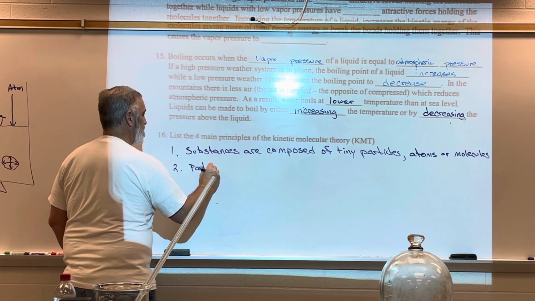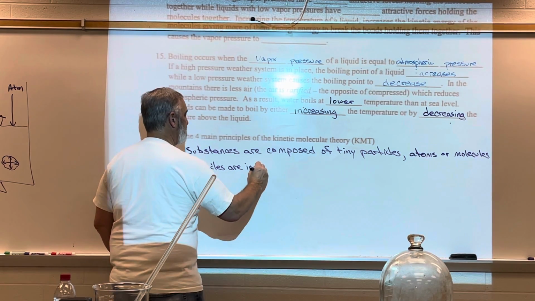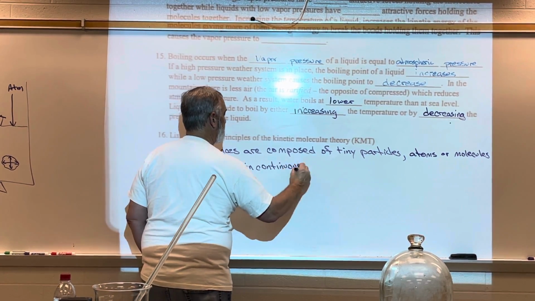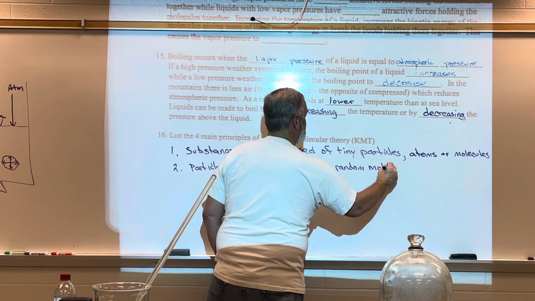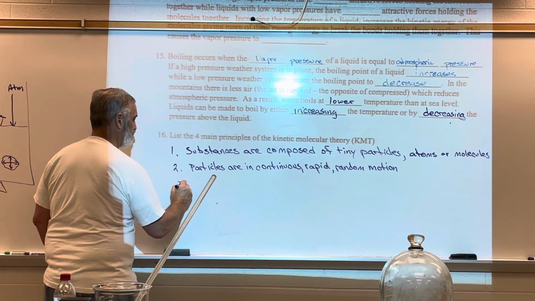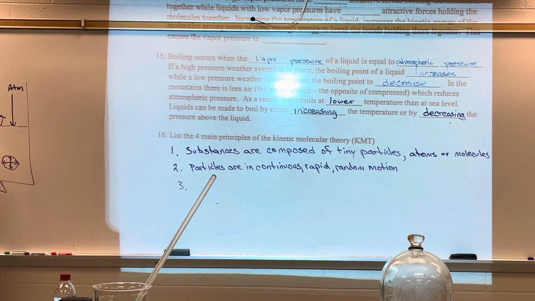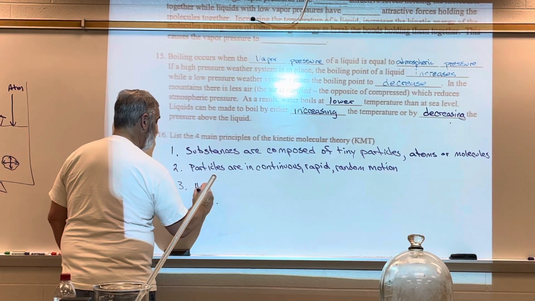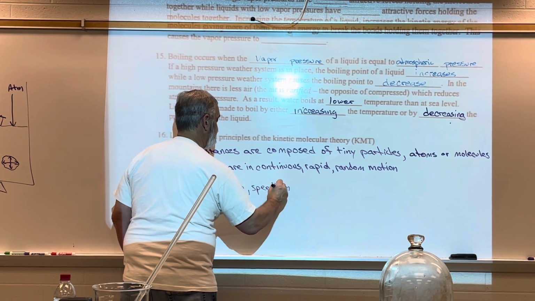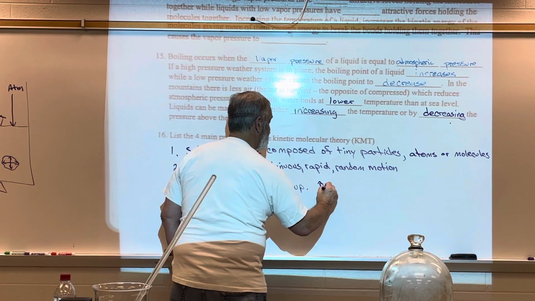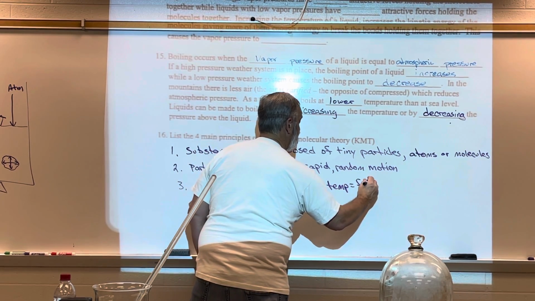Particles are in continuous, rapid, random motion. So everything's moving. What determines how fast they're moving? The pressure. No, not the pressure though. What did you say? Oh, temperature. The temperature. Heat them up, speed them up, cool them down, slow them down. That's what I'm going to put here. I'm going to say heat them up, speed them up. Okay? Increased temperature equals faster movement.